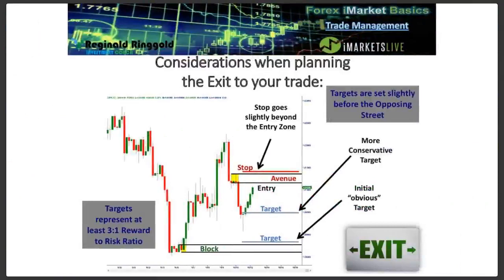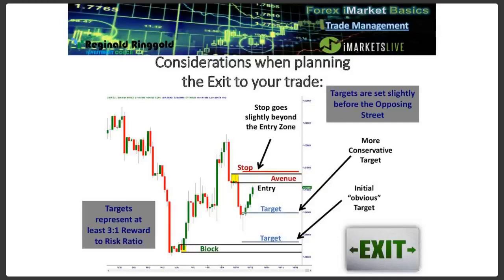So, considerations when planning to exit the trade, going a little further. Let's say I identified an avenue. The entry is that black line, the lower black line. My target, the more conservative target, you see there where the line is pointing to. That's my first target. And if it wasn't, I'd better at least be moving my stop to break even because I'm going to probably have a problem there. But what do you notice? Do you notice that it's at least a 3-to-1? It's 3 times the size of that avenue, that street there.